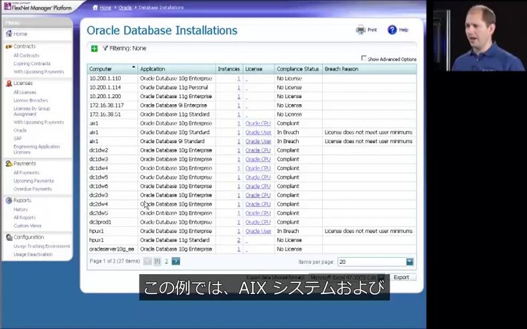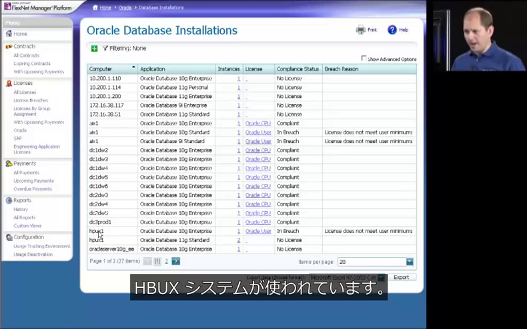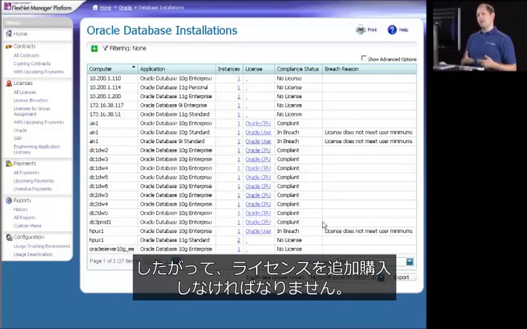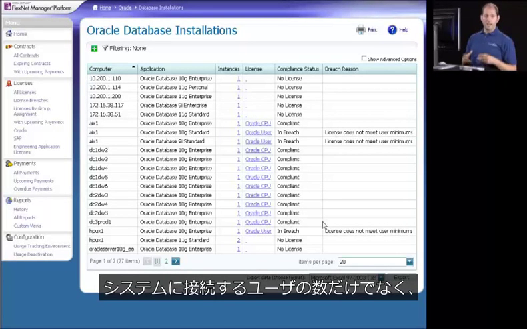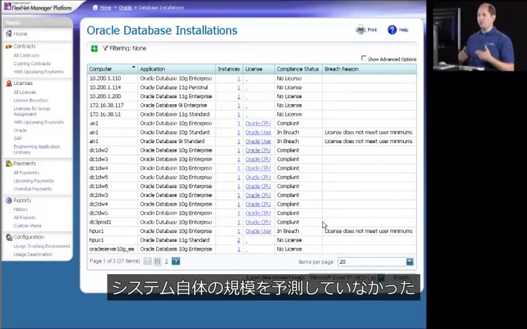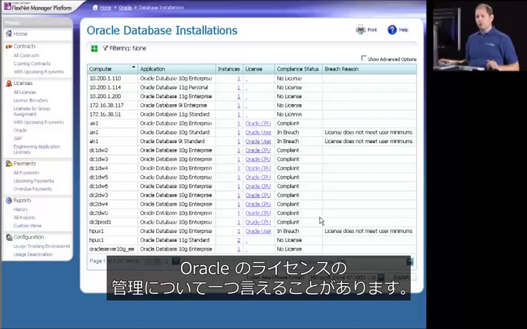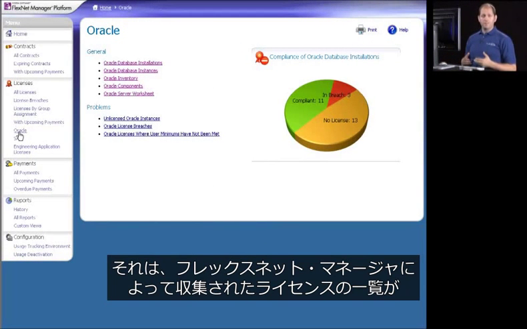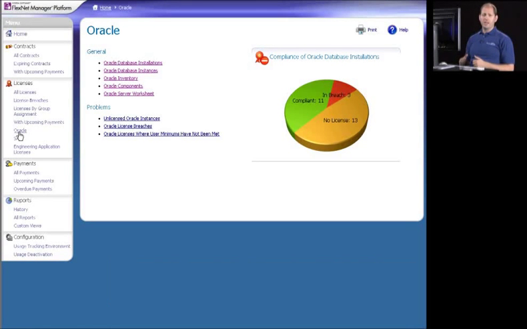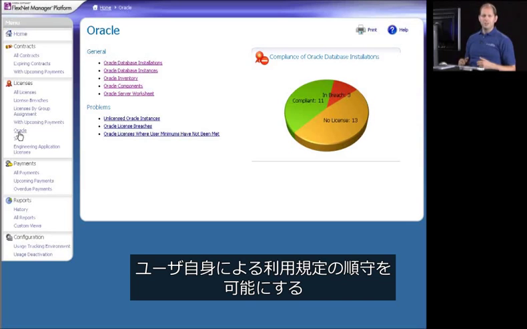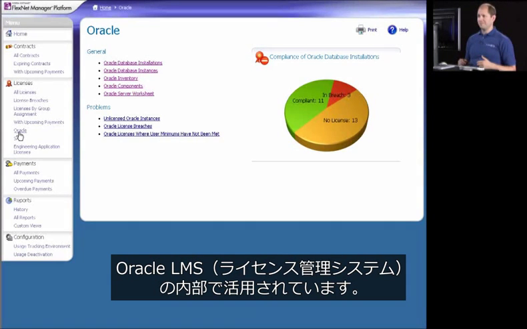So for particular systems, we have some AIX systems and an HP-UX system where we've got Oracle user licensing in force, but for whatever reason, we don't meet the user minimums. And so that would mean that we need to buy more licenses because we didn't plan for the actual scale of the systems and not just the number of users connecting to those systems. One thing about our Oracle license management solution is that Oracle themselves actually accept the inventory we collect as being correct. And so this is part of the Oracle LMS drive to understand customer environments and ensure that customers themselves can bring themselves into compliance.